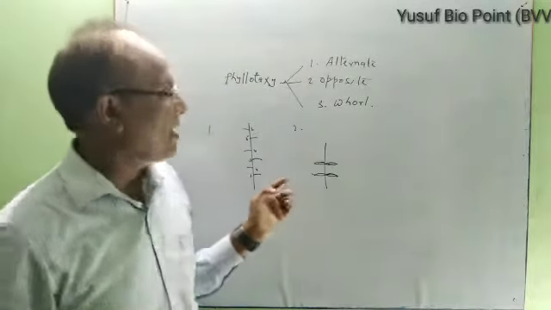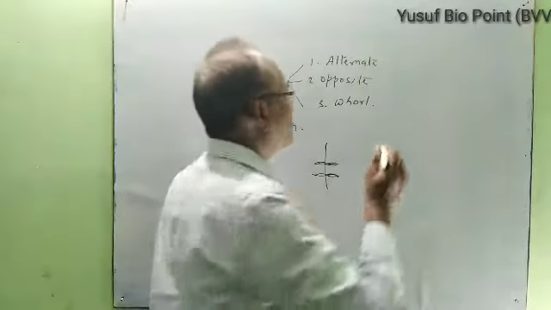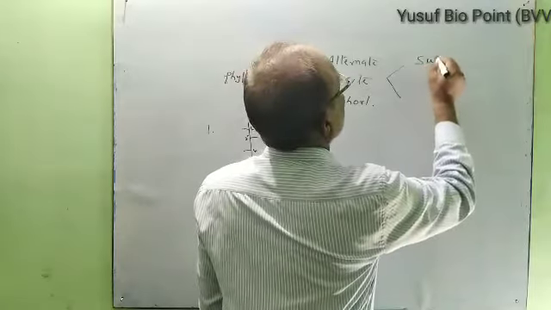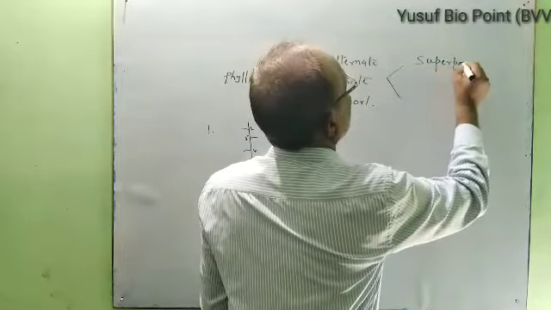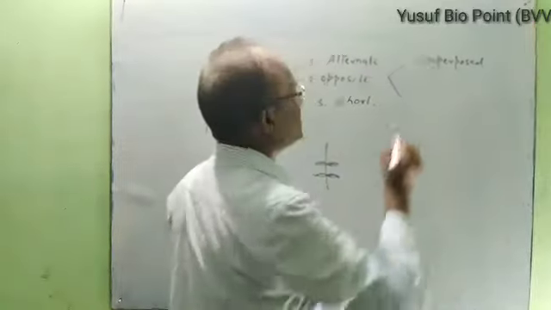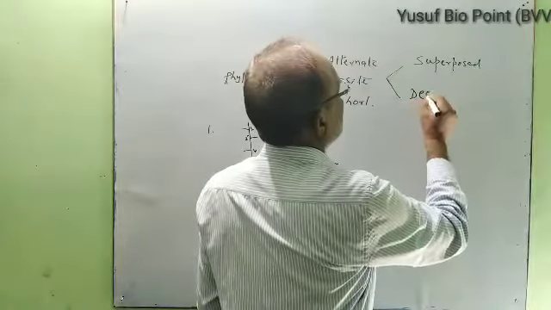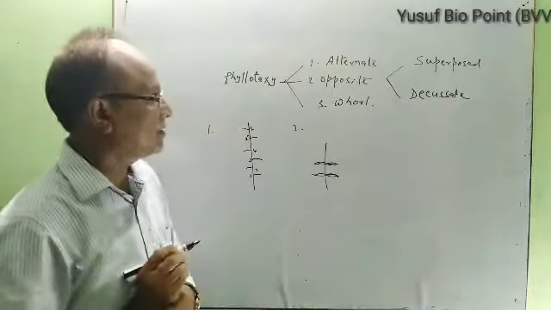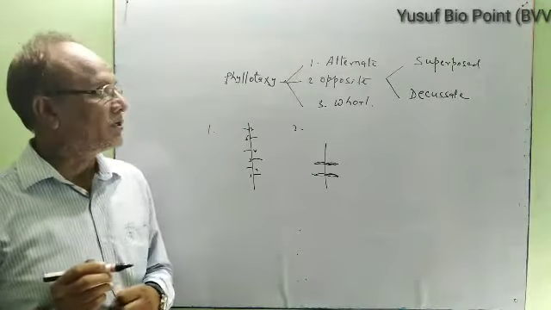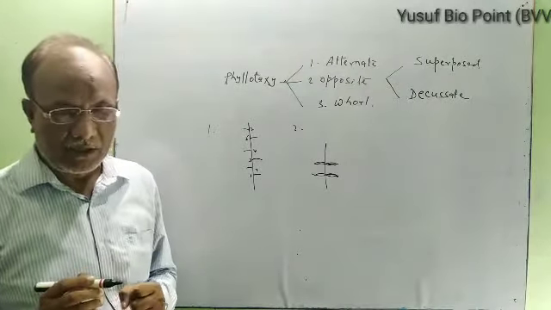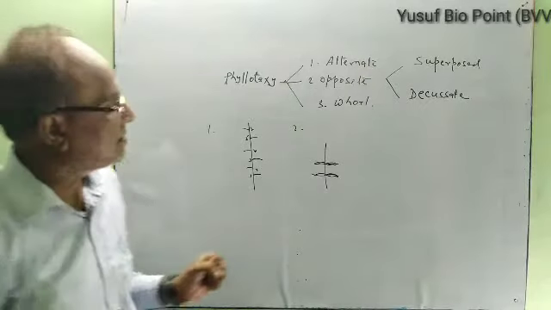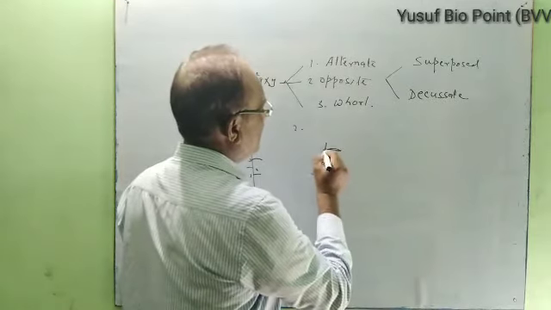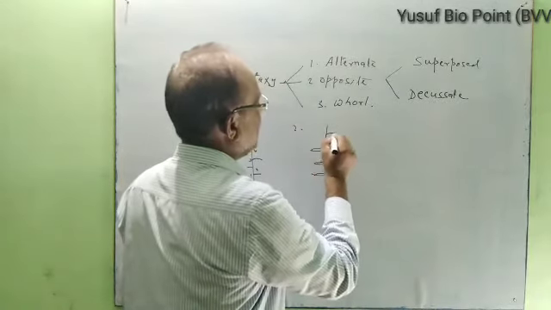Opposite type of phyllotaxy. Opposite type of phyllotaxy is of two types. One is opposite superposed, and next one is opposite decussate. Opposite superposed: when the leaf comes out this way, means just opposite to each other in the same line.